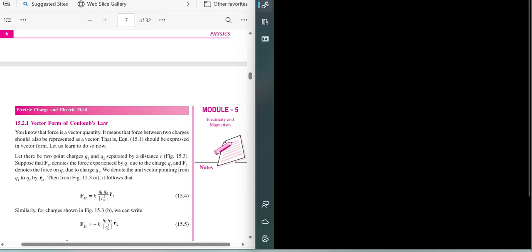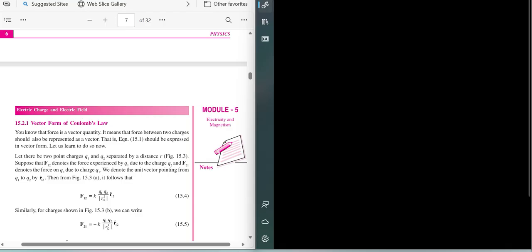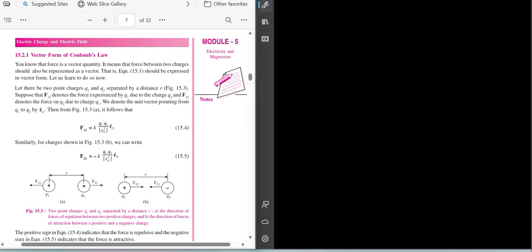Now, one more thing we need to understand is the vector form of Coulomb's law, because force is a vector. So now let us draw a diagram. This circle, just understand it as a point charge. Let us say we have two point charges, both plus charges for simplicity, plus q1 and plus q2. This is point A and point B, and they are separated by a distance r.